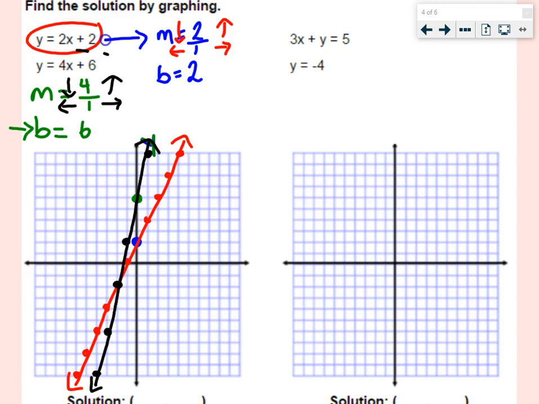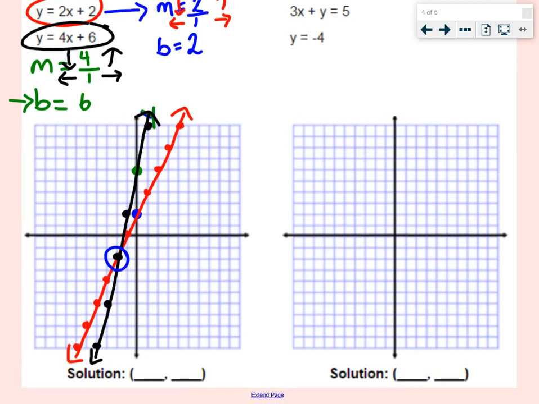And you should find that your two lines, here I have the red line and the black line, share a point. That point is right here. That is our solution. That is where those two lines cross each other. So down here in our solution blank, we need to write the coordinate point for that. That would be negative 2 on our x-axis and negative 2 on our y-axis. Right there and right there. Both of those are negative 2.